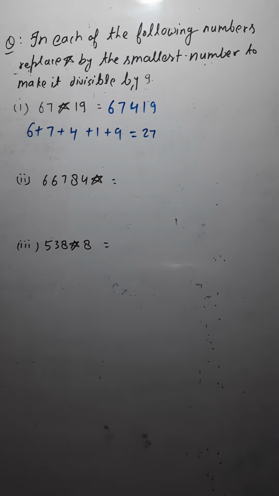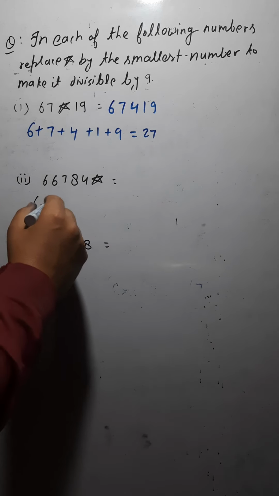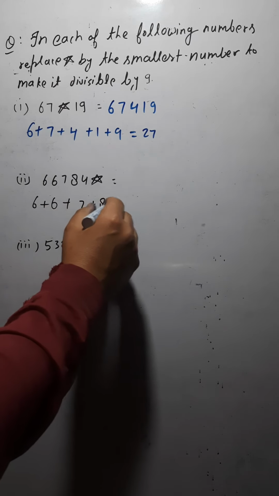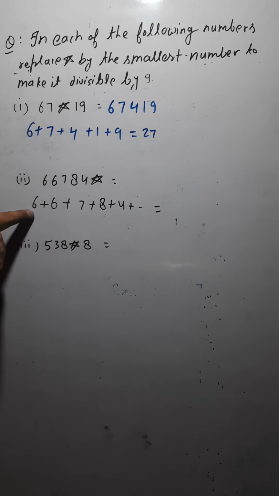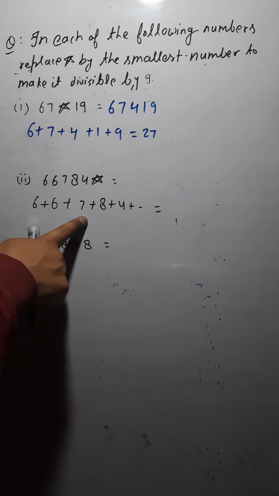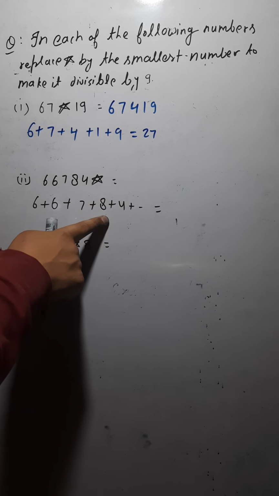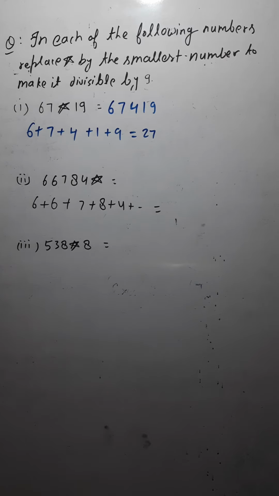This number would be divisible by 9. So this is how you have to replace the star here. Here also you have to replace the star. If you add all the digits here, 6 plus 6 plus 7 plus 8 plus 4, then you have the star. Now how much is the sum? 6 plus 6 is 12, 12 plus 7 is 19, 19 plus 8 would be 27, 27 plus 4 is 31.